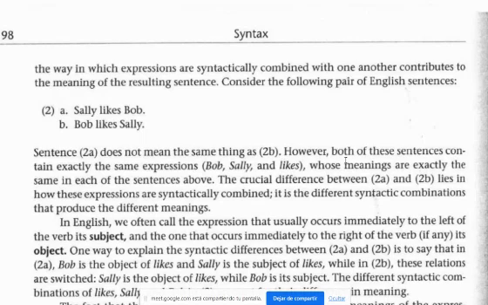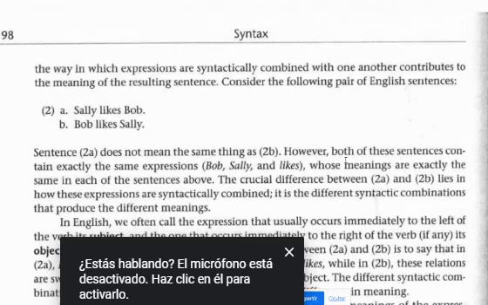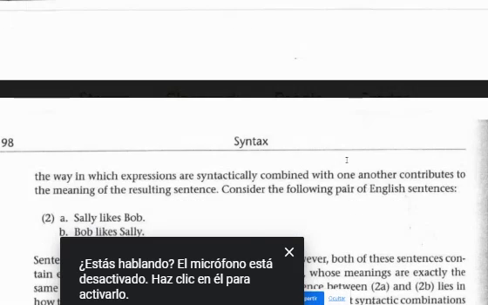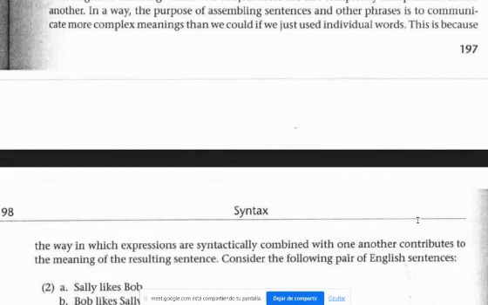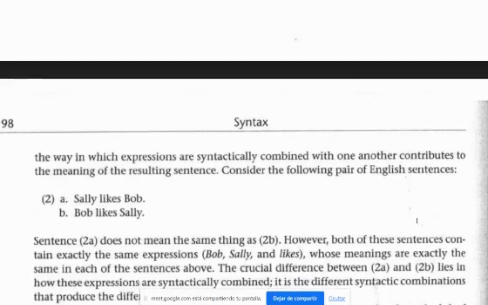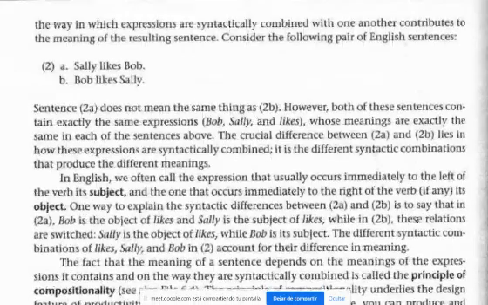A. Sally likes Bob. B. Bob likes Sally. What happened there? What do you notice if I ask? Sally likes Bob and Bob likes Sally. What do you see there in those two examples? The semantic meaning probably changes, Professor. However, the grammatical order is the same. Okay, let's see. Yes. Go ahead, read, please.